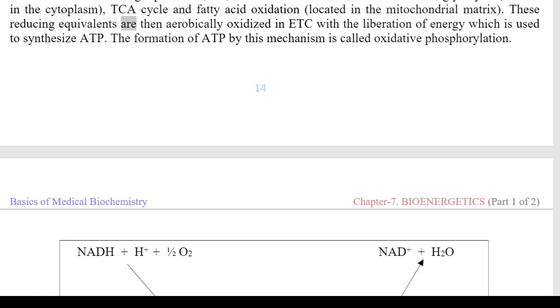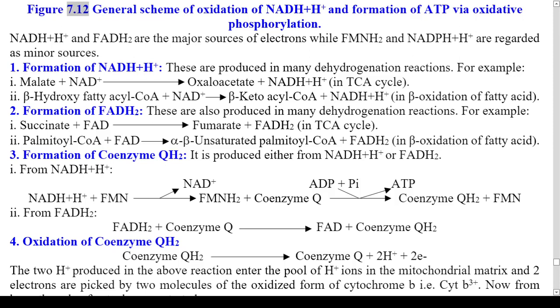These reducing equivalents are then aerobically oxidized in the ETC with the liberation of energy which is used to synthesize ATP. The formation of ATP by this mechanism is called oxidative phosphorylation. Figure 7.12 General scheme of oxidation of NADH plus H+ and formation of ATP via oxidative phosphorylation.